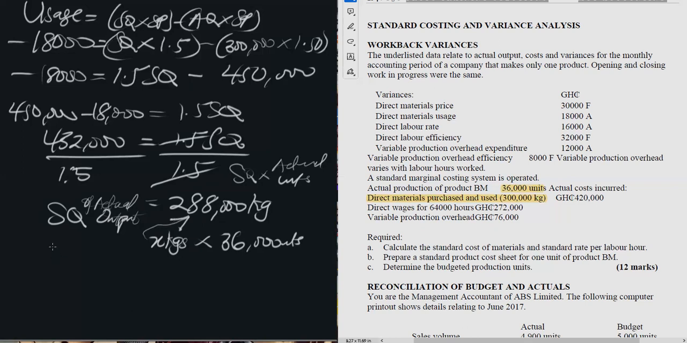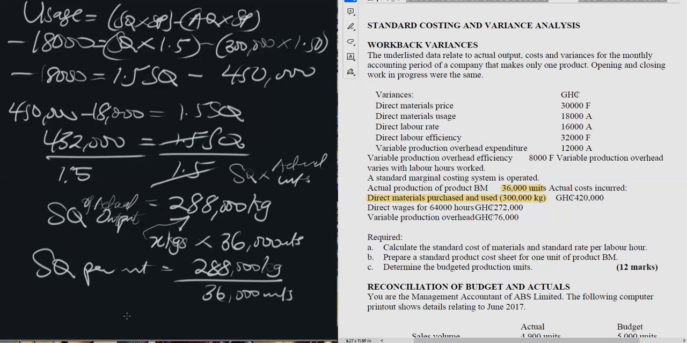So how then do we get the standard quantity per unit? So our standard quantity per unit actually gives us what? The 288,000 kg divided by what? The 36,000 actual units produced. And what do we get then? That means that our standard quantity is actually 8 kg. So we use 8 kgs of material at 1 cedi 50 pesos. Okay, so we are done with that part.